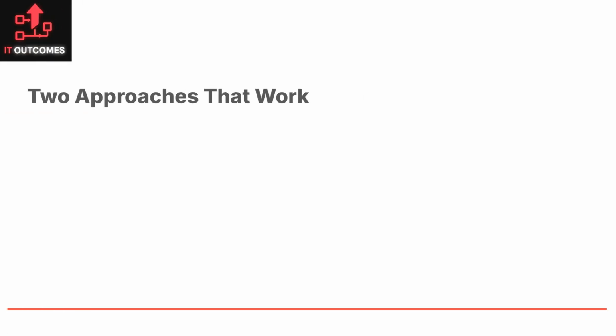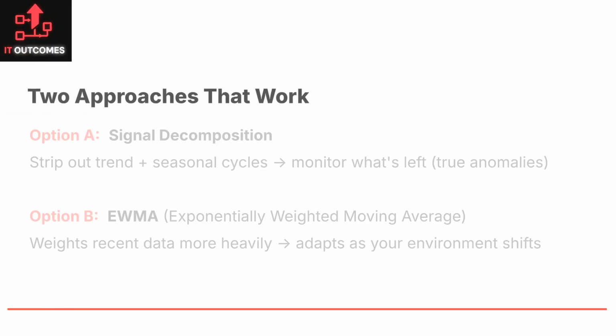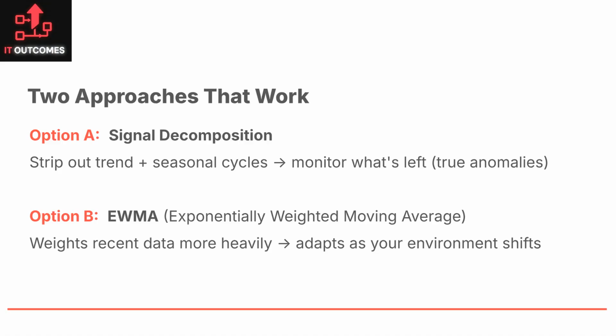Now, to fix this, we're going to be looking at two different approaches. First one is called signal decomposition. And here, it's really interesting. We're going to be able to separate trends and seasonal cycles, and what's going to be left over is the true anomalies we want to keep our eye on. The second one is called an exponentially weighted moving average, or EWMA, and this just gives more weight to recent data. Both methods ensure that we're going to be monitoring today's systems and not last quarter's.